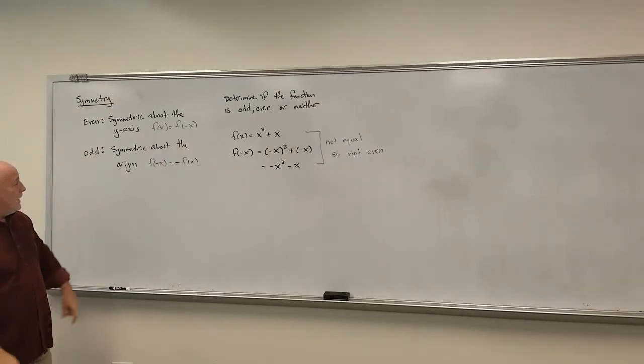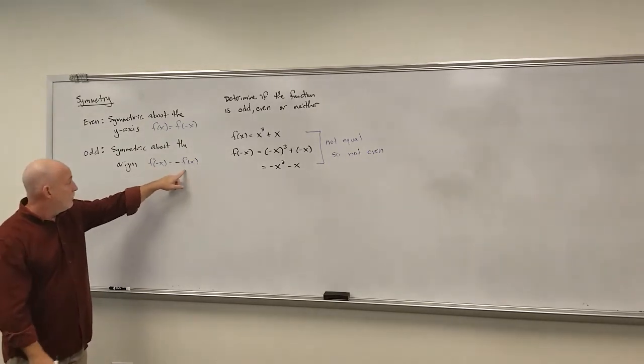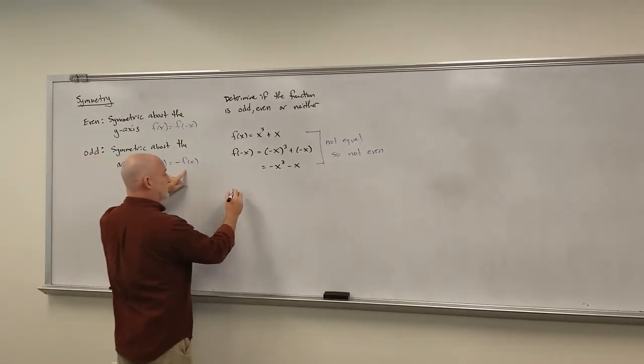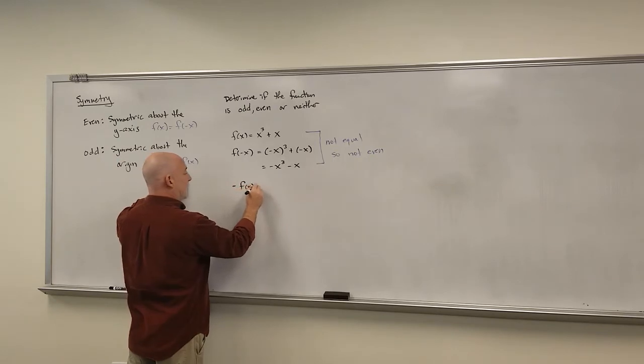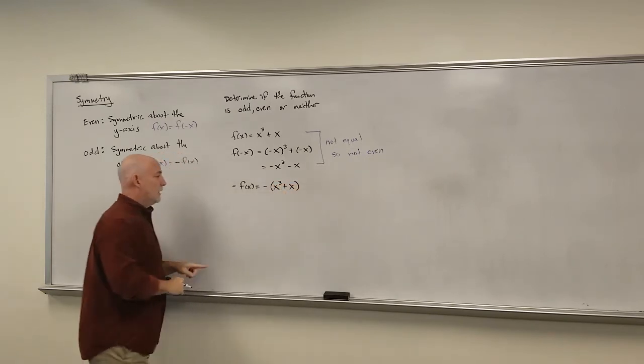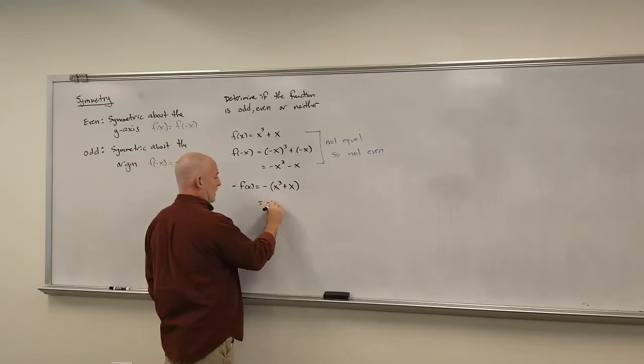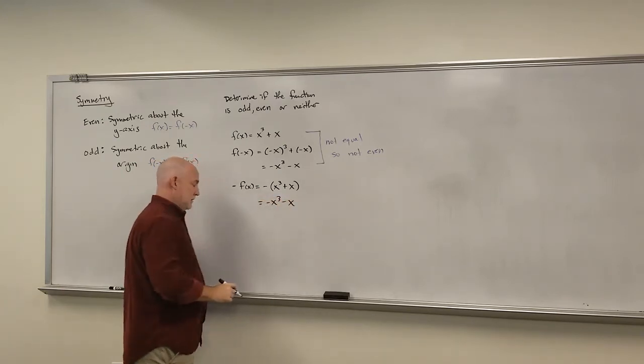Okay, now we need f of negative x for our next test. So the only thing I need for my next test is negative f of x. That just says take the f of x, whatever it is, and put a negative in front of the whole thing. So there you go, I just put a negative in front of f of x. Then we distribute, and I get negative x cubed minus x.